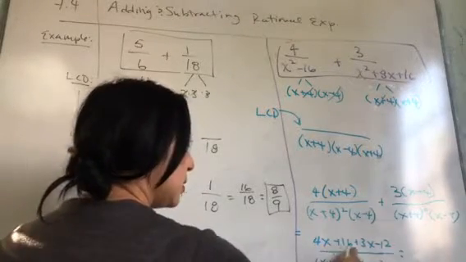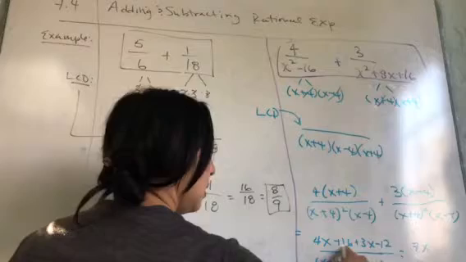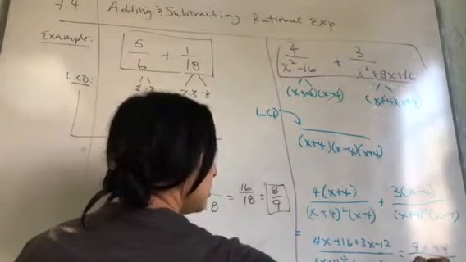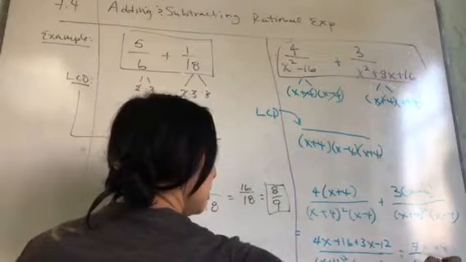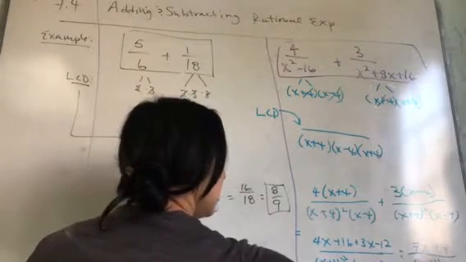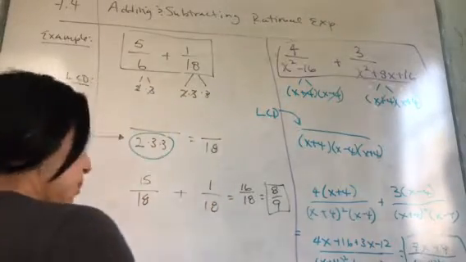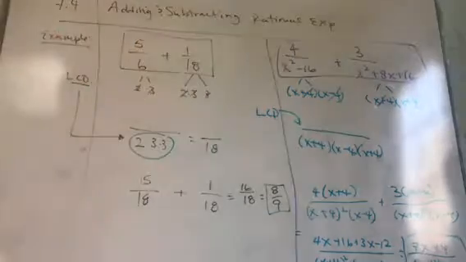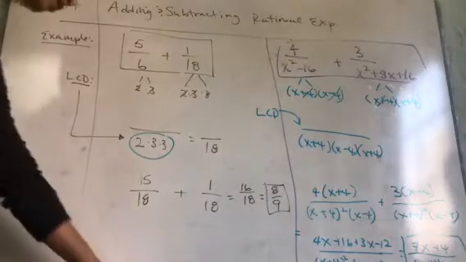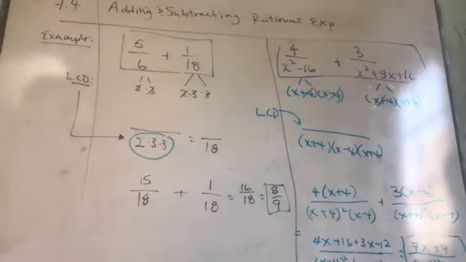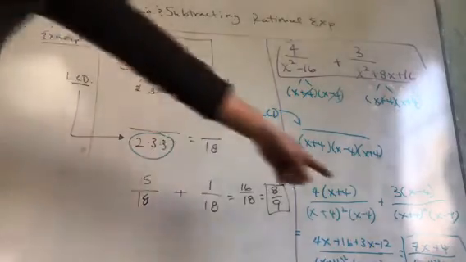Combining like terms, we get 7x, and then 16 minus 12 is 4, all over the LCD, which is x plus 4 squared times x minus 4. At this point, we can take a look at our solution, which is 7x plus 4 over x plus 4 squared times x minus 4. And we have to ask ourselves, is there any way that you can simplify that? In this case, no. So this is our final solution.